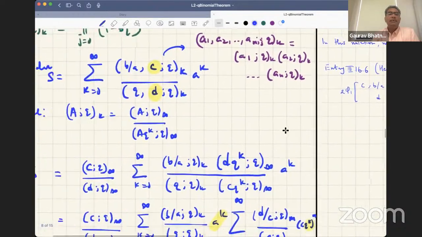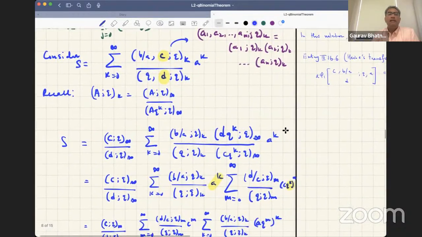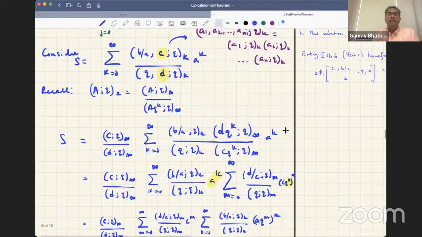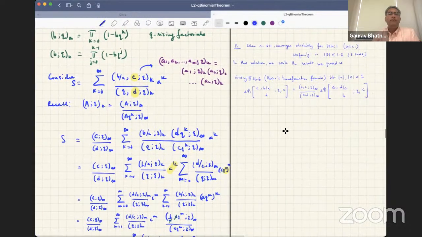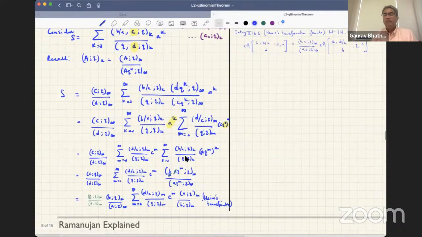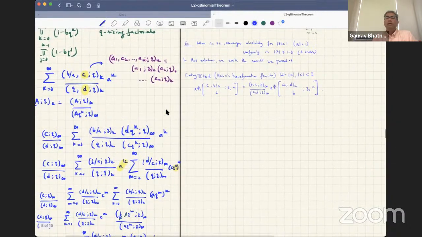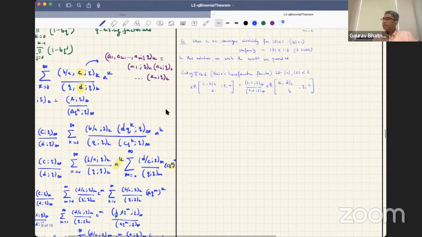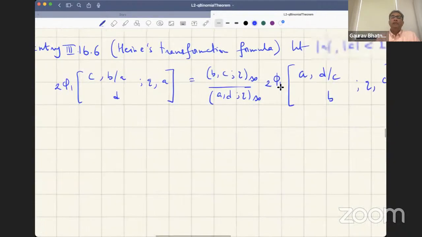And this technique is called Heine's method. The technique is that you take two of these things, expand them, interchange the sum, and then again apply the q-binomial theorem. So it's remarkable that this technique is so productive, and we get this formula, which is called Heine's transformation formula.